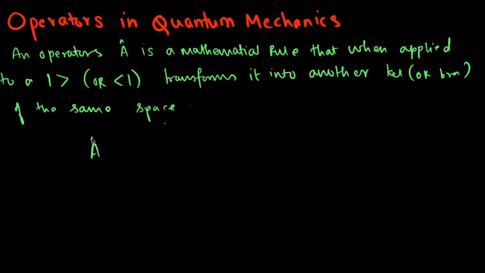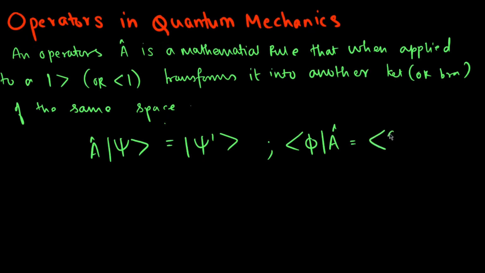Like if A cap is an operator applied to a psi ket, it will transform this ket into psi dash. Similarly, A cap applied to a bra phi will transform it to another bra phi dash. Operators also apply to wave functions. Let's see how they work.